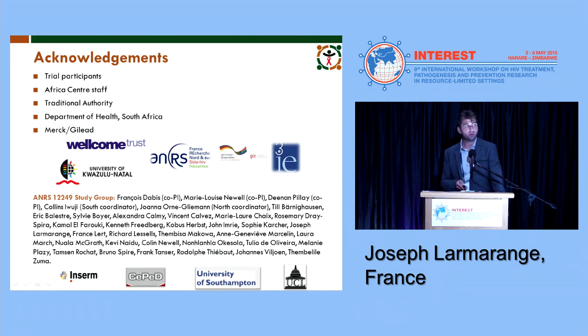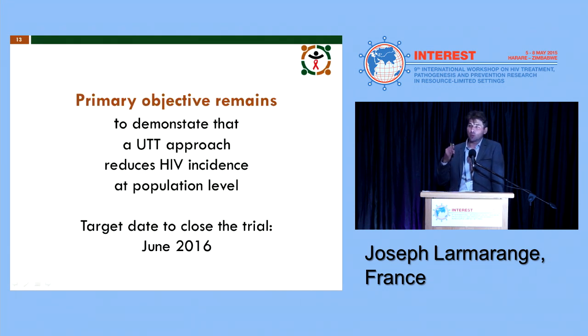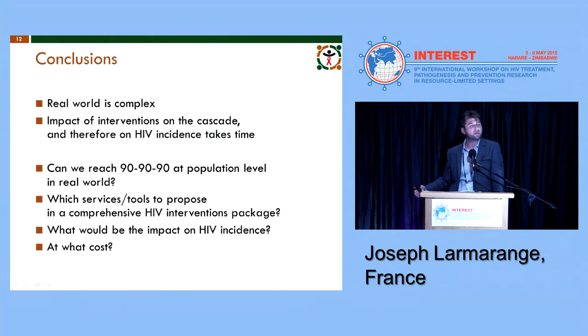In conclusion, the real world is complex, and it's important to remember that the trajectories of people could be between the trial and Department of Health clinics, and not everyone is choosing the same tools we are proposing to them. Therefore, the impact of interventions on the cascade, and therefore on HIV incidence, takes time. We can't expect to have a big impact on the last step of the cascade in 6 months. It will take 1 year, 1 year and a half. When I saw the cascade, you have people who have just been referred 2 weeks before. So of course, they are not yet in clinics and not yet on treatment.